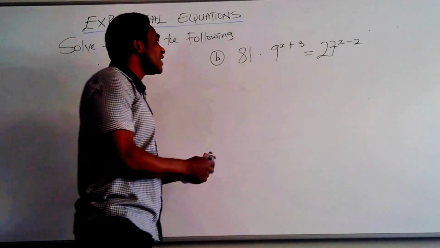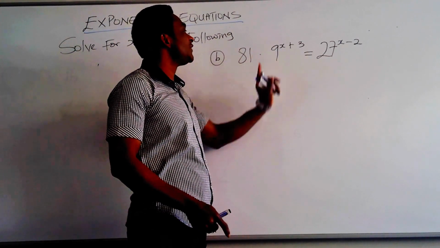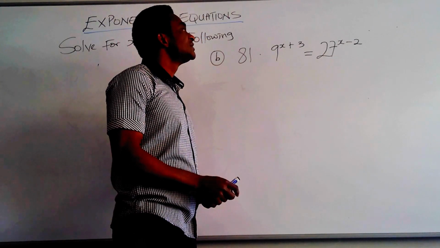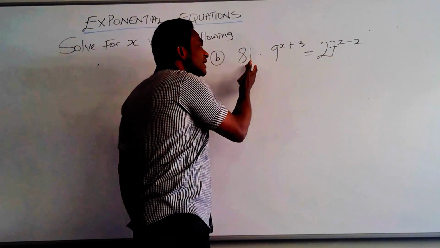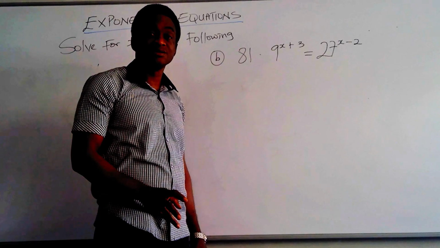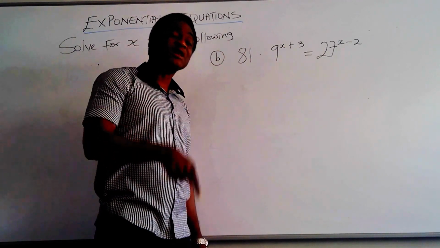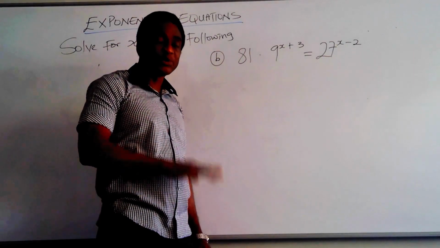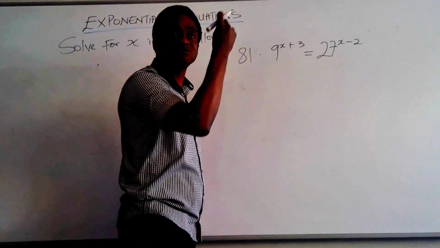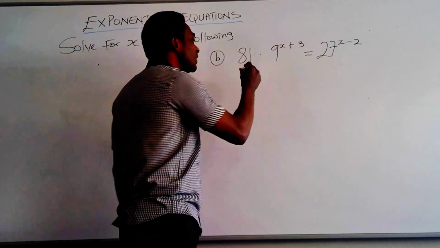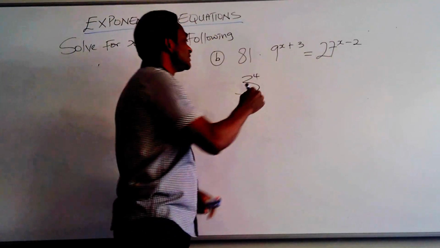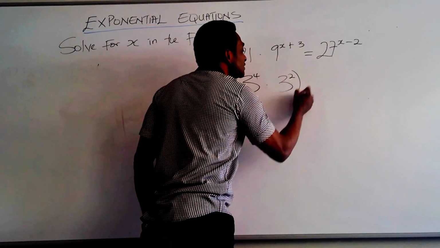Now for the second question, we have 81 times 9 to the power of x plus 3 equals 27 exponent x minus 2. Now if we look at 81, 9, and 27, you see that all of them can be reduced to the base of 3. Remember, the rule is to the lowest common possible base. So this is 3 times 3, 9, 9 times 3, 27, 27 times 3 is 81. So this is 3 to the power of 4. This is 3 times 3, that is 9. So we have 3 all squared.